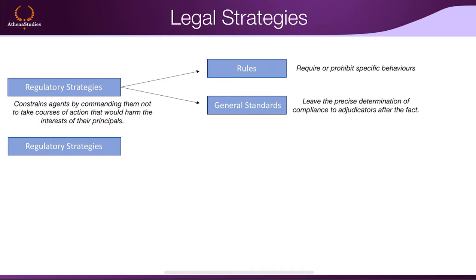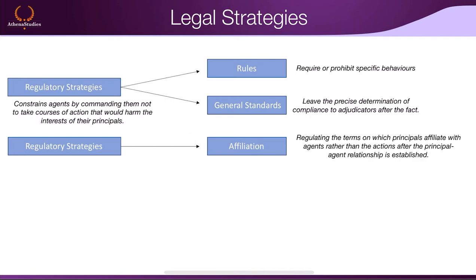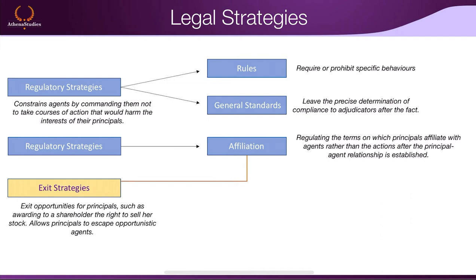Second, we have another type of regulatory strategy we can use, which is affiliation. Affiliation is regulating the terms on which principals affiliate with agents, rather than actions after the principal-agent relationship is established. And this is also related to the exit strategies. Exit opportunities for principals, such as allowing a shareholder the right to sell her stock. This allows principals to escape opportunistic agents.